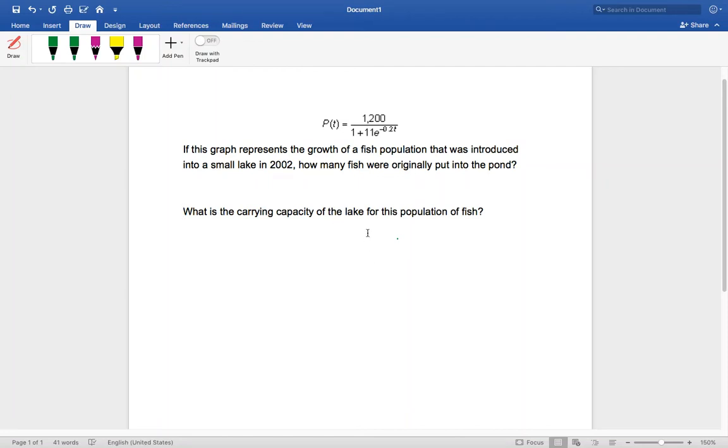Okay, so for example, let's look at this thing about fish. Oh, there's not a graph. Look at me messing up, not taking that out. This formula represents the growth of a fish population introduced in a small lake in 2002. How many fish were originally put in the pond?